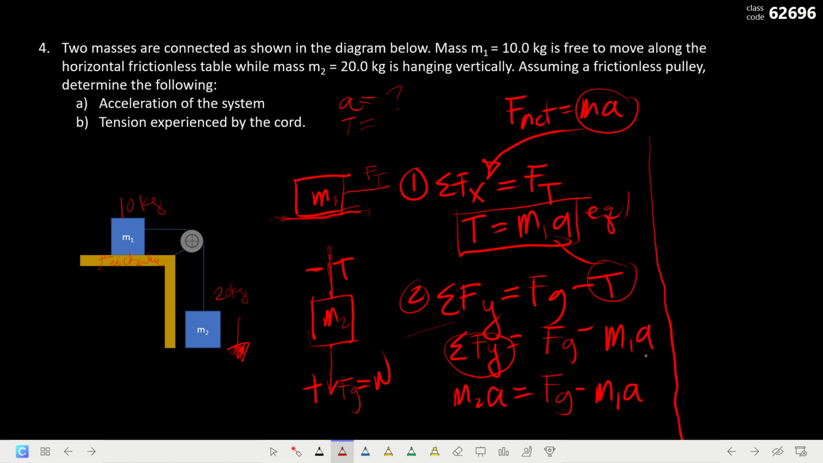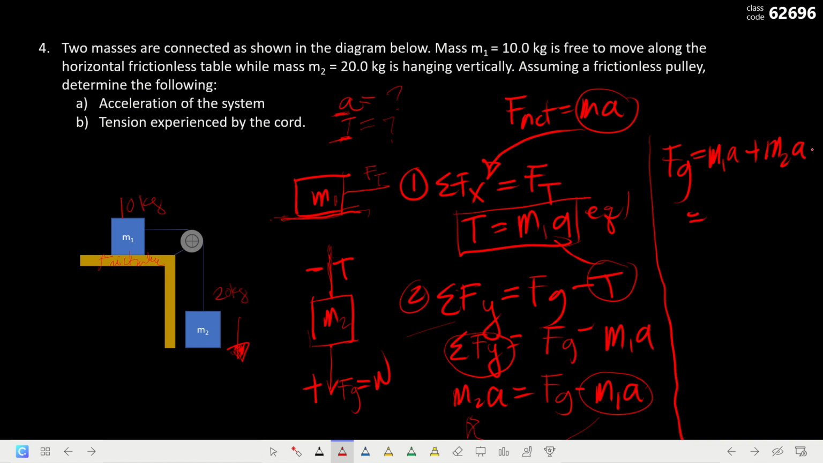So, hatiin natin dyan. We need to look for the equation for acceleration, and we need to look for the equation for tension force. To look for the equation for the acceleration, combine natin yung like terms, and then isolate natin si acceleration. So we have Fg. We transpose this to the other side, so that we have mass 1 times acceleration plus mass number 2 times the acceleration of the system.